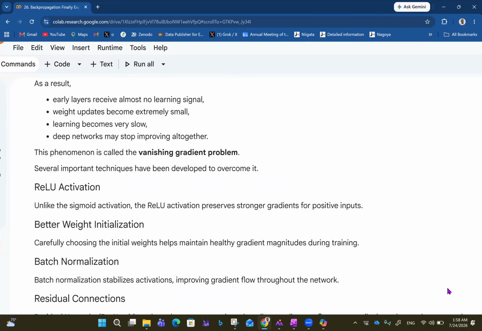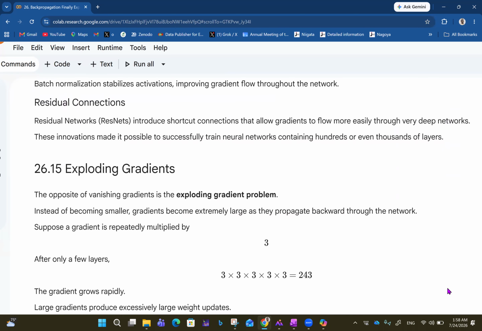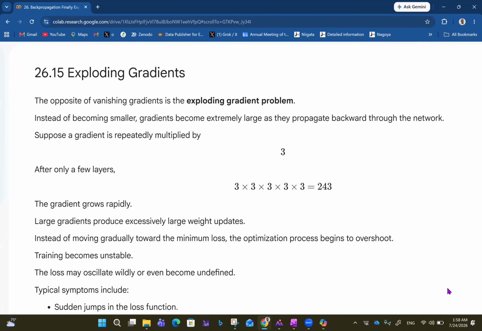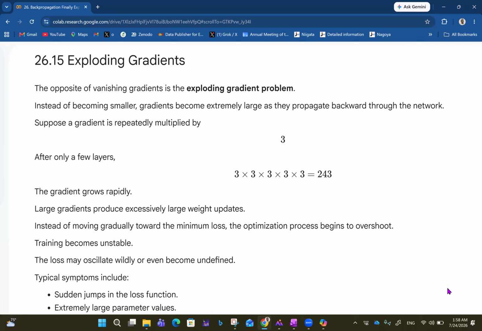And then apart from the vanishing gradient problem, we also have the exploding gradient problem. Of course, the vanishing gradient problem is your gradient approaching zero, making learning really slow or even shutting down learning altogether. The opposite of vanishing gradients is the exploding gradient problem. Instead of becoming smaller, gradients become extremely large as they propagate backward through the network. Suppose the gradient is repeatedly multiplied by 3, for instance. After only a few layers, after 5 layers, you have 243. Imagine you now have 10,000 layers. That's a lot. So the gradient grows rapidly.